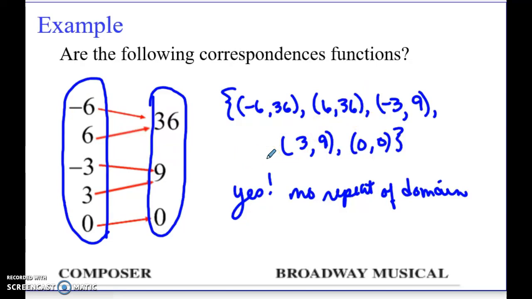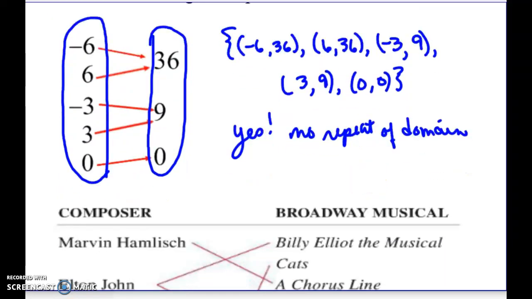The question is, is this correspondence, this relation, a function? Well, yes, it is, because the requirement is that every different domain or x value gets its own y value and only one y value, only one time that it's used. So there's no repeat of the domain or of the x value, right?